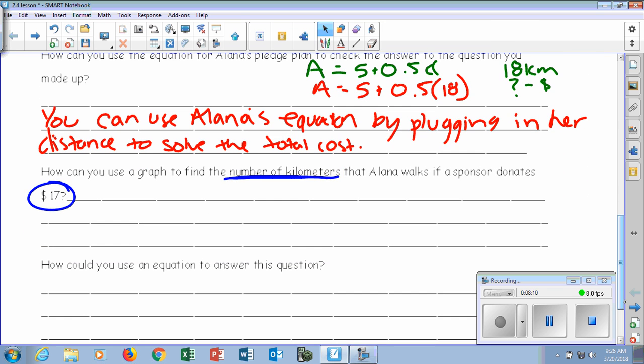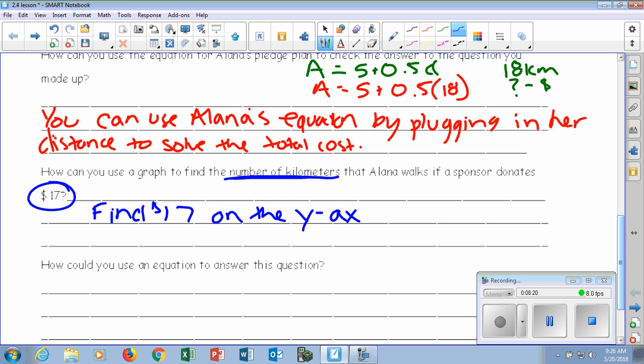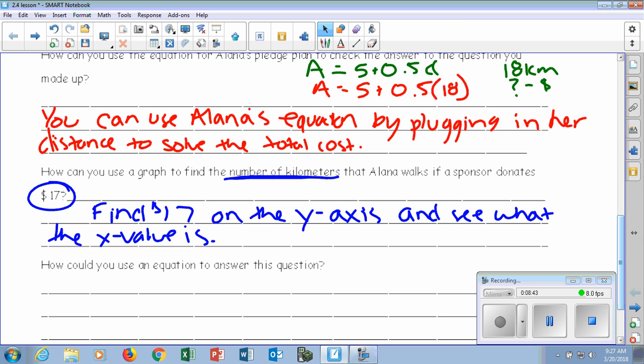So what we can say down here is that we can find $17 on the y-axis because our y-axis is representing our money, and see what the x value is. Because they created the line, we just got to figure out if we go across where it crosses into our actual line, right? Does that make sense, Gracie? Okay.